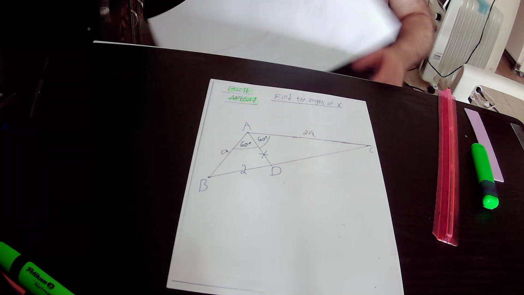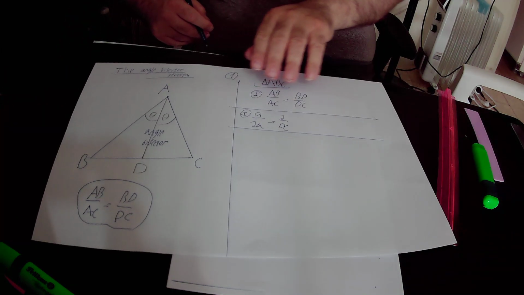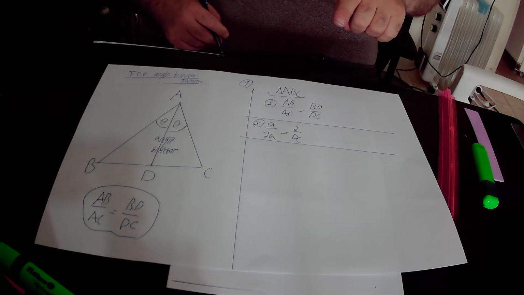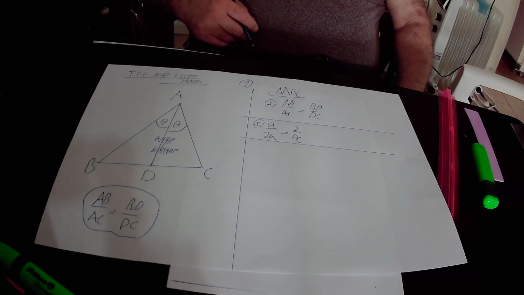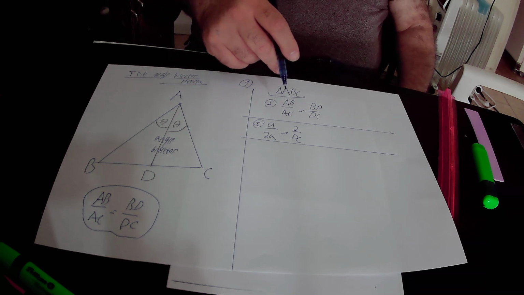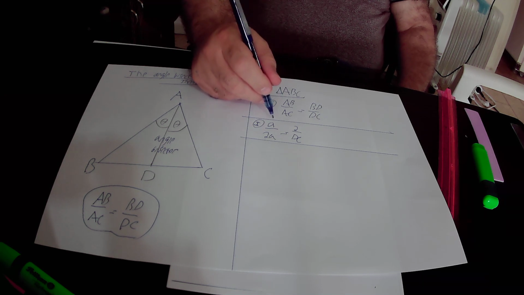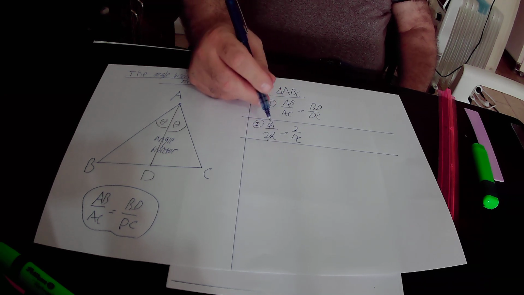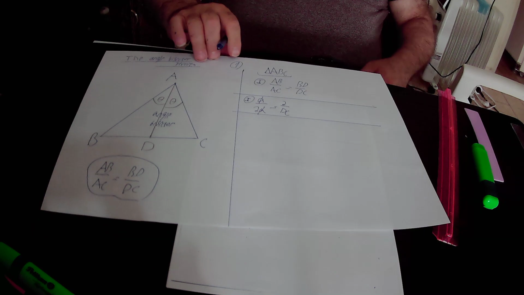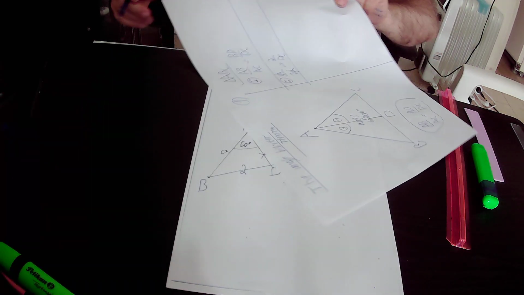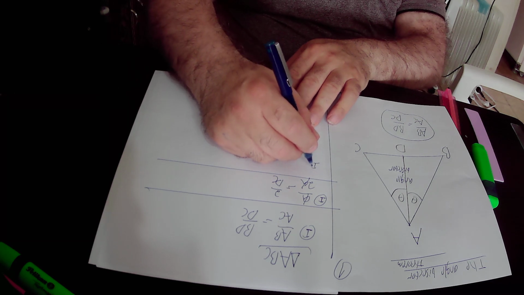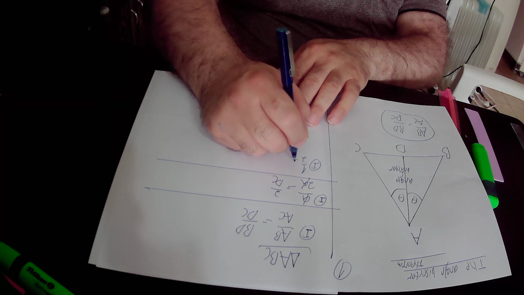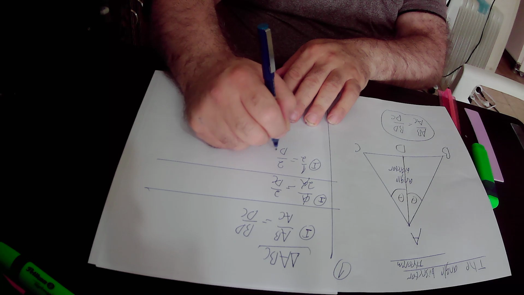So in conclusion, we found out that according to equation number 1, A over 2A equals 2 over DC. We have A in the numerator and A in the denominator, so A will get cancelled. So on this side of equation number 1, we are left only with 1/2, that is equal to 2 over DC.